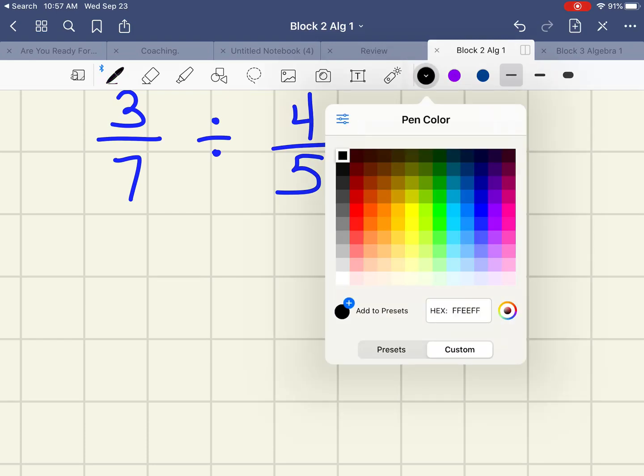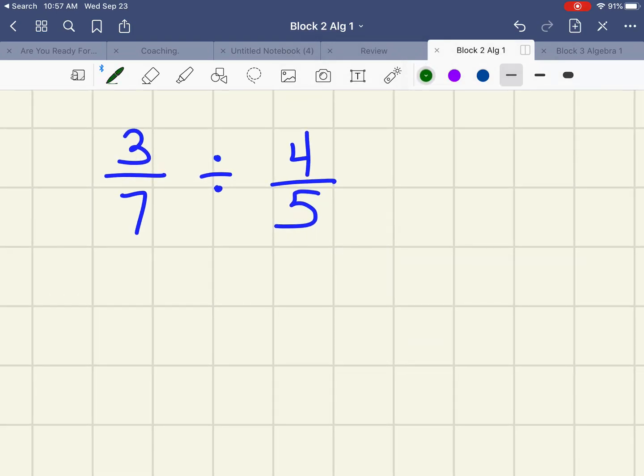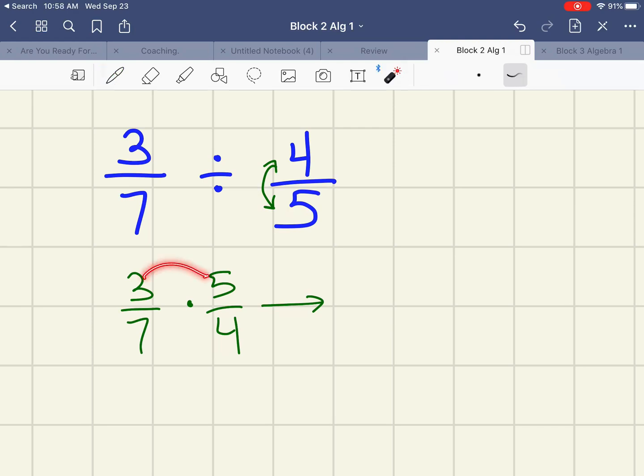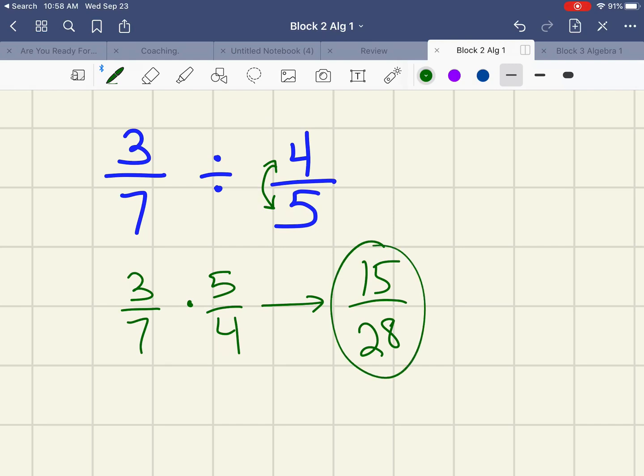So when we divide fractions, we're actually going to do multiplication by the reciprocal. So I'm going to flip the 5 and the 4. That's step 1, and the rest is just like the previous problems. Nothing reduces. I'm going to multiply the top, 3 times 5, which is 15. I'm going to multiply the bottom, 7 times 4, which is 28, and I'm done.